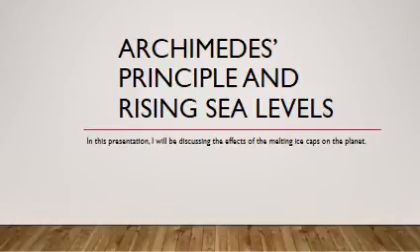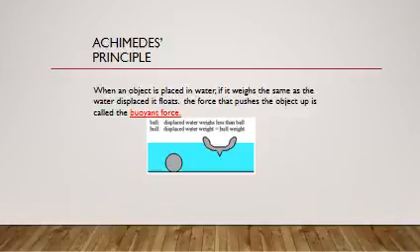Today we will be discussing Archimedes' principle and how different types of ice, such as freshwater ice and sea ice, have different effects on sea levels. Archimedes' principle is the idea that when you place an object into a liquid, if the liquid that it displaces is the same weight as the material, then it will float. If it is not, then it will sink. However, if it does float, the force that keeps the item afloat is called the buoyant force.